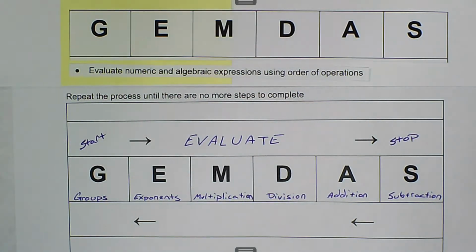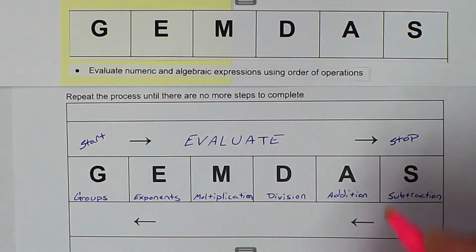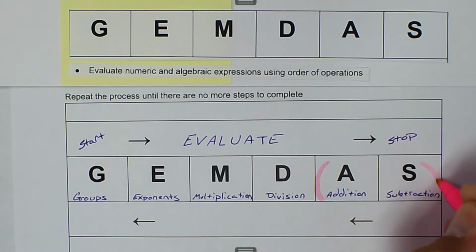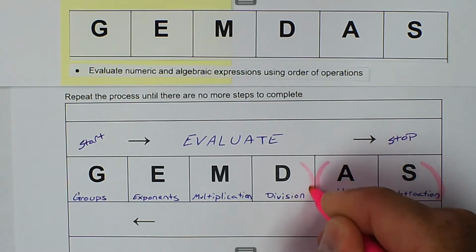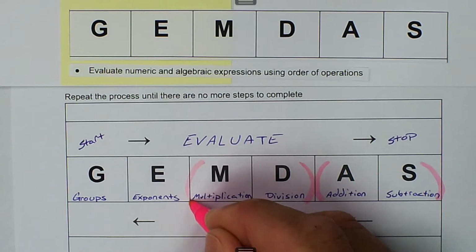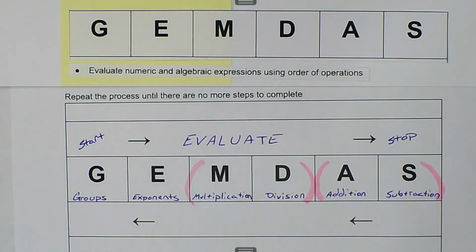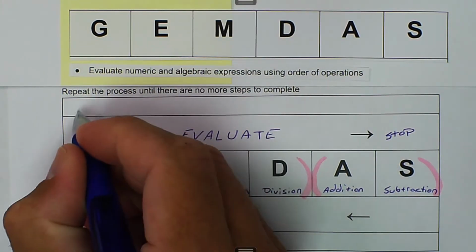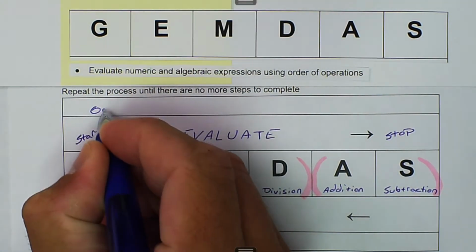And we can group these together. So addition and subtraction should be grouped together, and multiplication and division should be grouped together, as far as when we should decide what steps to do. So this is the process in order to do order of operations.